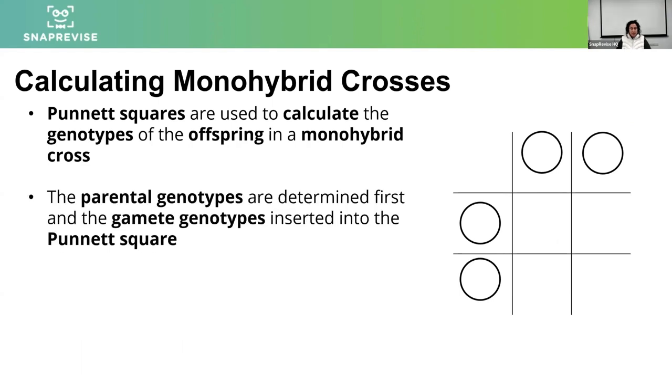We use this thing called Punnett squares. You've done this since year 9 probably. And so first step is to determine the parental genotypes and the gamete genotypes to put into the Punnett square. So basically, one thing that you can bear in mind is that, for example, let's say that one parent here is Gg. That is their genotype, right? They're heterozygous for this trait.